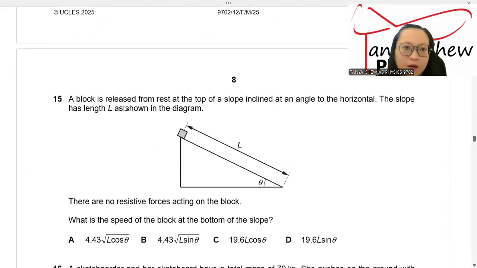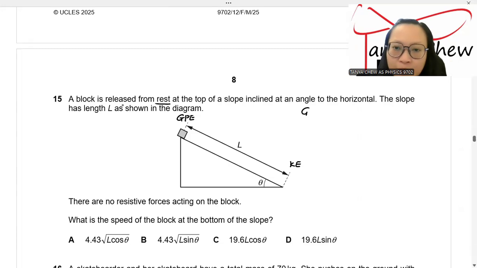Now, number 15. A block is released from rest at the top of a slope inclined at an angle to the horizontal. The slope has length L as shown in the diagram. There are no resistive forces acting on the block, which is good news. What is the speed of the block at the bottom of the slope? First of all, we use the principle of conservation of energy. When the block is at the highest point, it has GPE and no kinetic energy because it is at rest. When it slides down the inclined plane, it converts its GPE to kinetic energy.